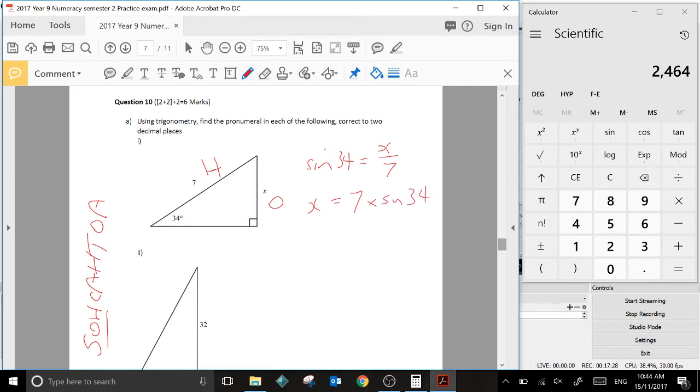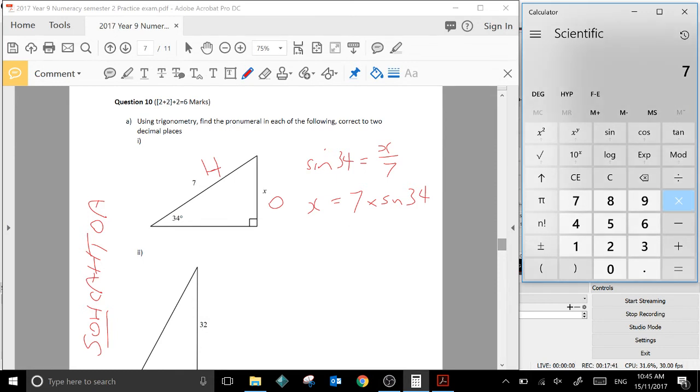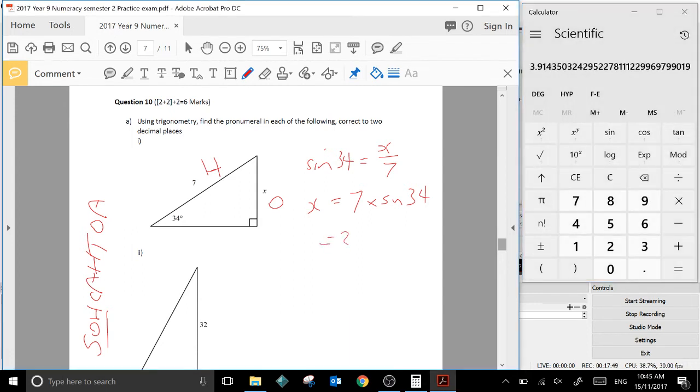And that gives us, when we do it in the calculator, for you guys, you can literally into your green calculators type in 7 times, press the sine button, and then enter in the angle of 34. For me, on this calculator, I'm going to have to go 7 times, and I'm going to have to do 34 and then press sine, and then press equals to give me 3.914, which simplifies down to 3.91. So that's our final answer for that one.